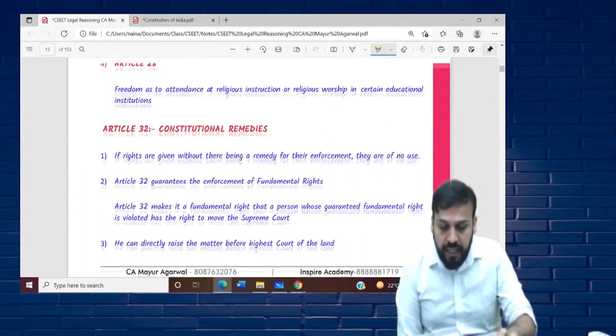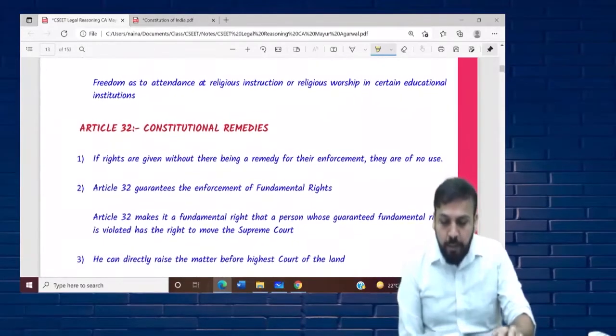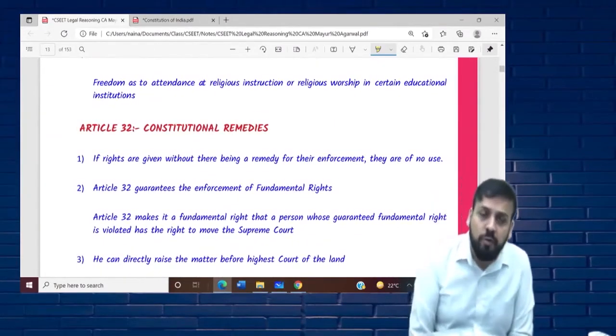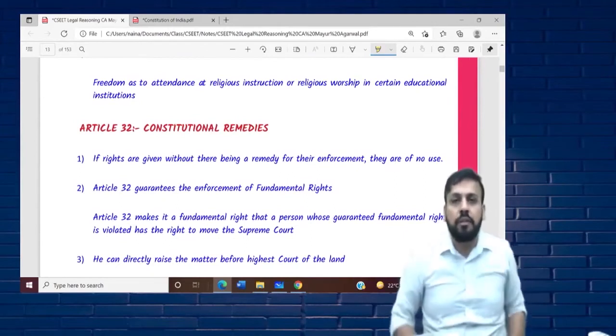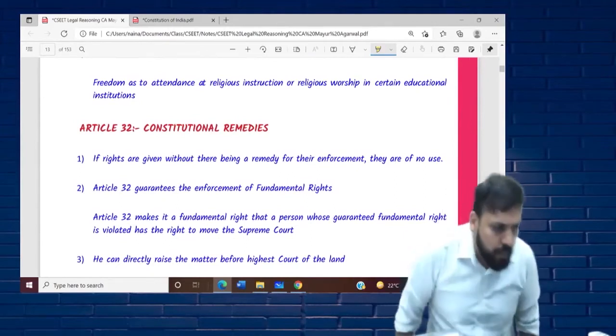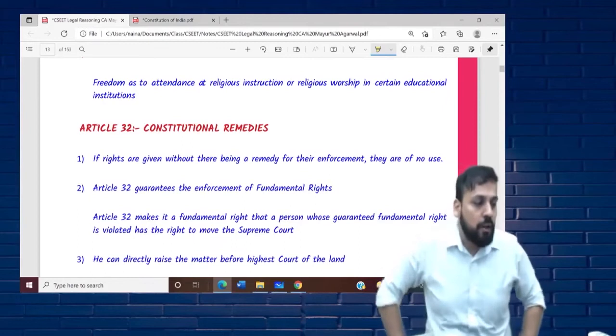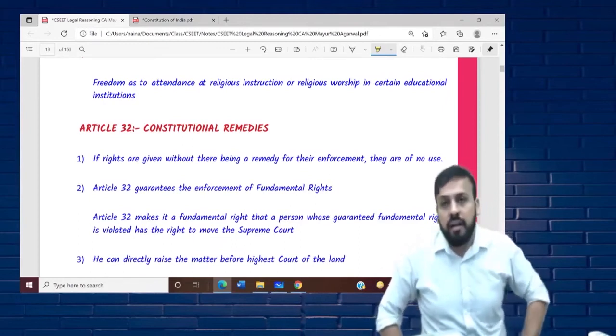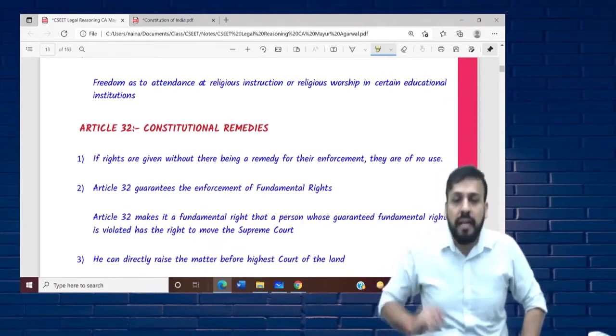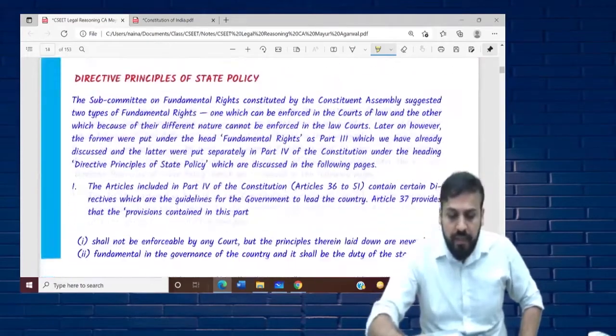If your guaranteed rights are being impacted, you can directly raise the matter with the highest court of the land. You need not fight with the district court. You can directly approach the Supreme Court for protection of your guaranteed rights. Under Article 32, the Supreme Court can take action and get your rights implemented.